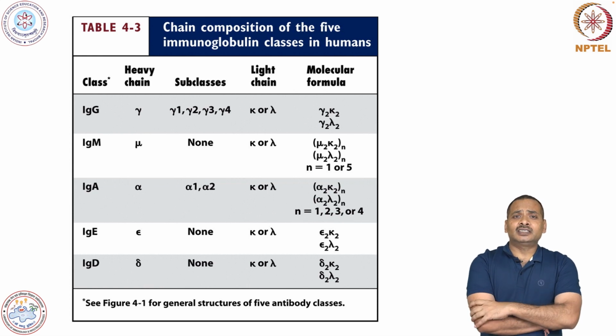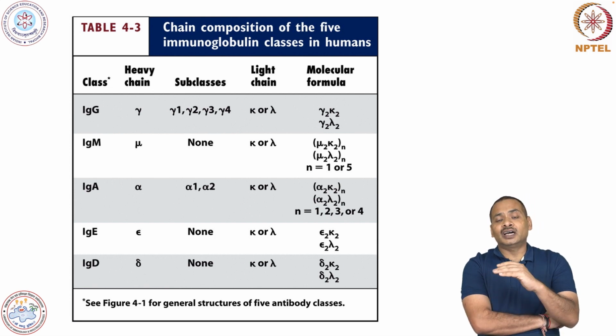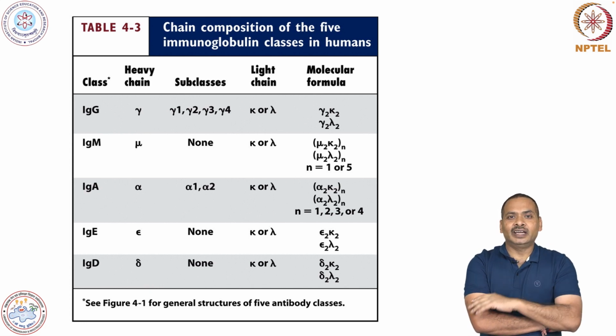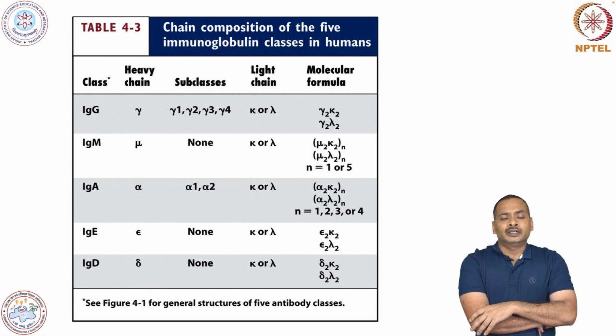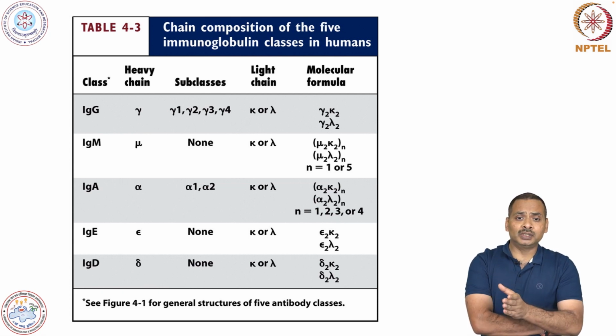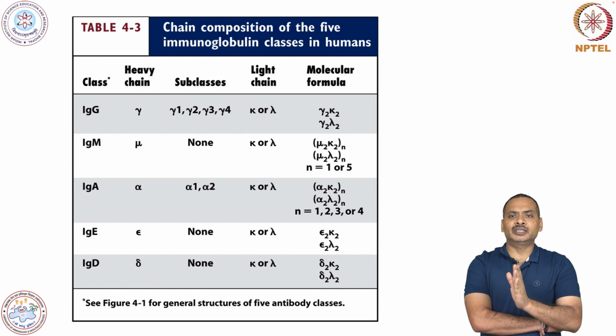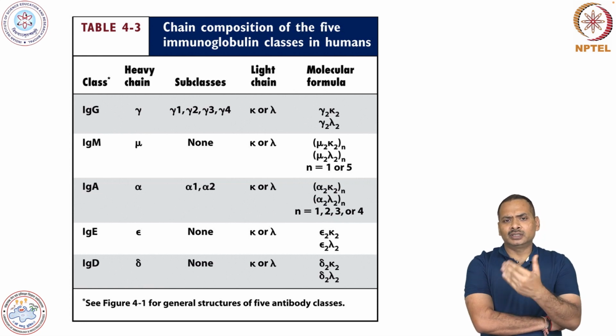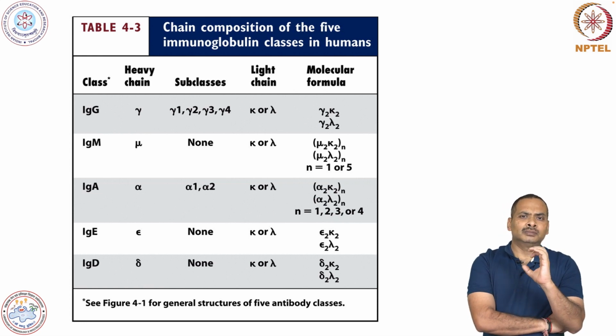Here you can see that IgM is present either in monomeric form or in pentameric form. In the bracket there is an N, and N could be 1 or 5. In case of IgA, it can make a monomer, or it can make a dimer, trimer or tetramer. And the rest of the antibodies do not make a multimeric form.